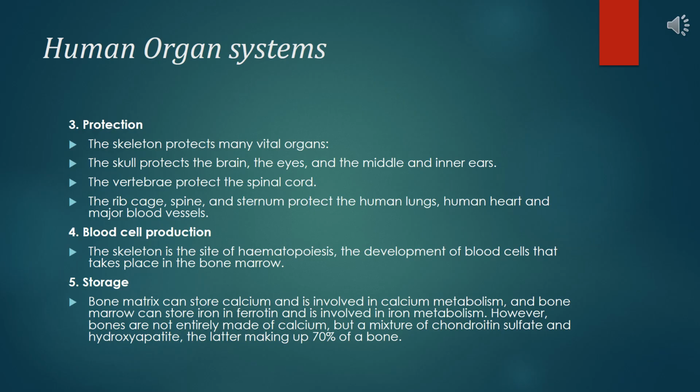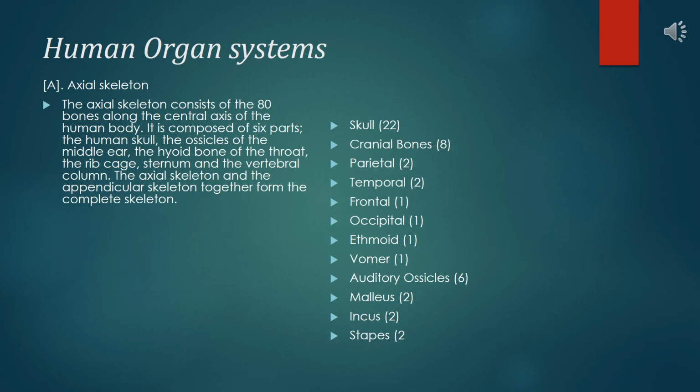4. Blood cell production. The skeleton is the site of hematopoiesis, the development of blood cells that takes place in the bone marrow. 5. Storage. Bone matrix can store calcium and is involved in calcium metabolism, and bone marrow can store iron and ferritin and is involved in iron metabolism. However, bones are not entirely made of calcium, but a mixture of chondroitin sulfate and hydroxyapatite, the latter making up 70% of a bone.